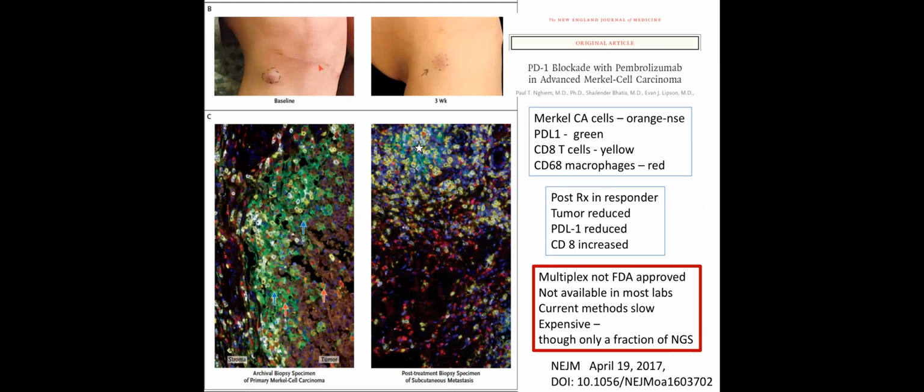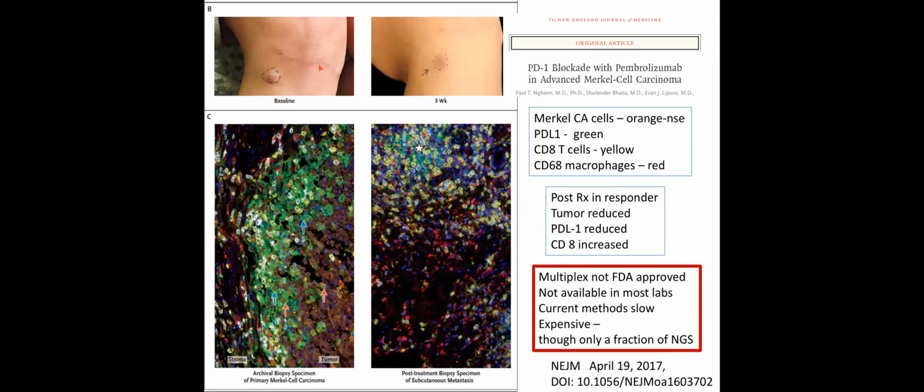The problem is that there is no multiplex FDA-approved test, and it will take a while to get that done if it is done. The methodology and the equipment is relatively expensive and not available in most labs. It's relatively slow and requires expertise in getting it up and running. Once it's running, it's fantastic, and you can spend all day looking at these things.